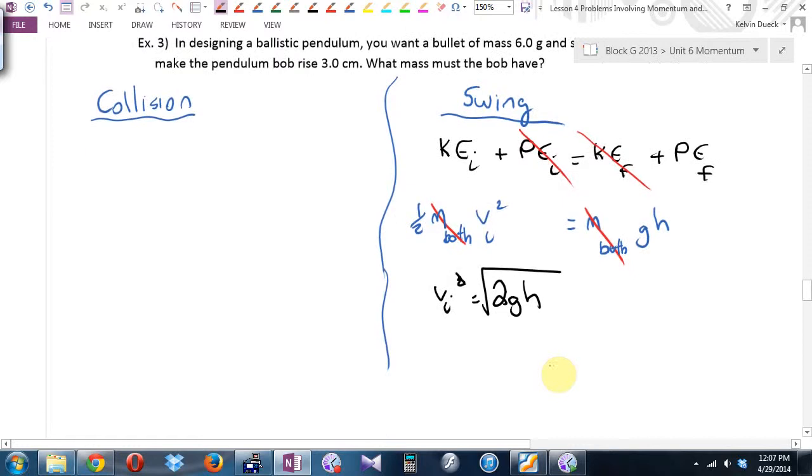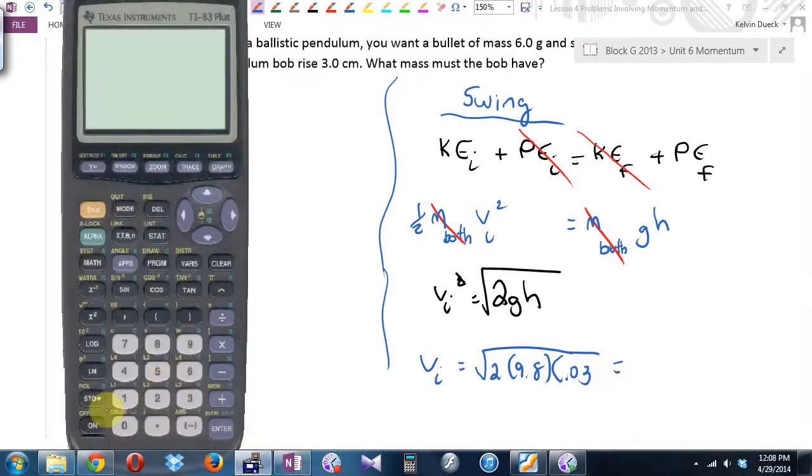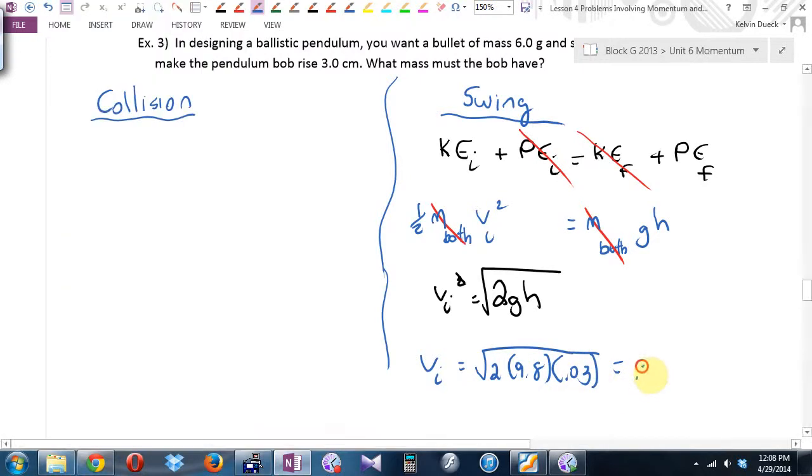So, for this thing to go 3 centimeters high, it has to be traveling 2 times 9.8 times 0.03, square root. It has to be traveling this fast. 2 times 9.8 times 0.03 equals, square root. Has to be going 0.7668. Anybody else? Is that right? Yes? Has to be going, and I'll carry some extra sig figs, 0.7668 meters per second.